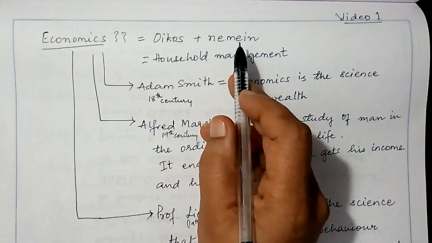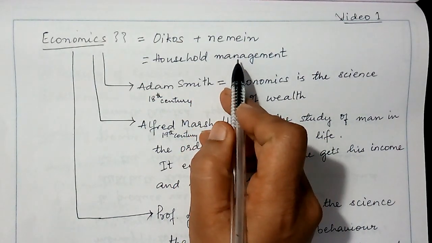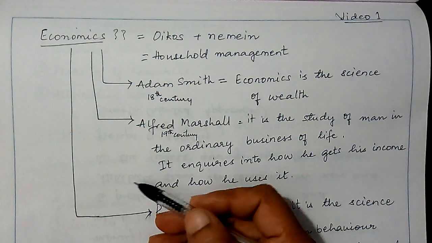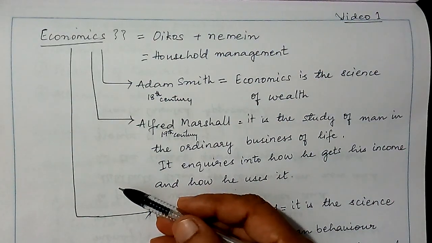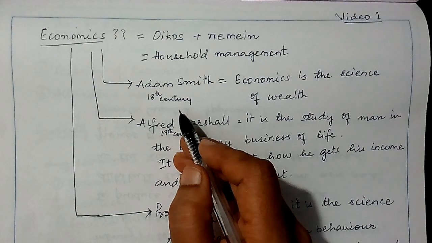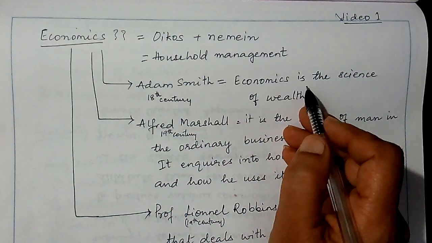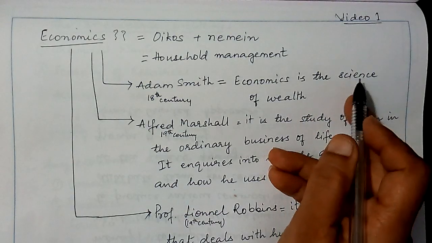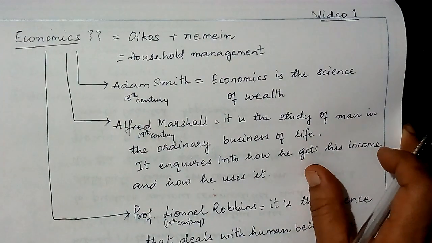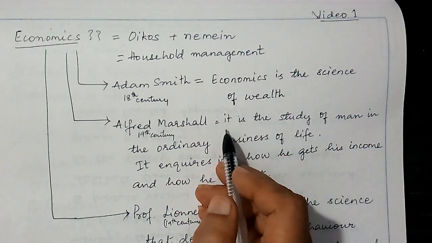Economics is a combination of two words, oikos nemein, meaning household management. Now, various economists have given definitions for economics in the modern economy. Adam Smith, an 18th century Scottish economist, gives the wealth definition for economics and says that economics is the science of wealth. He calls it science because it is based on knowledge, on experiments, on proofs. And wealth here means goods that satisfy human wants.